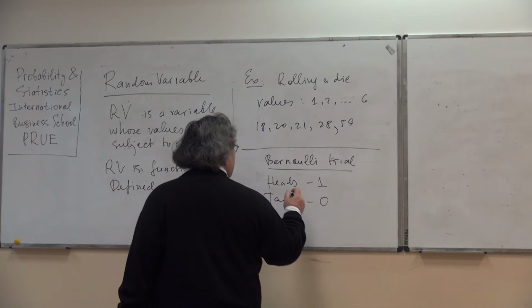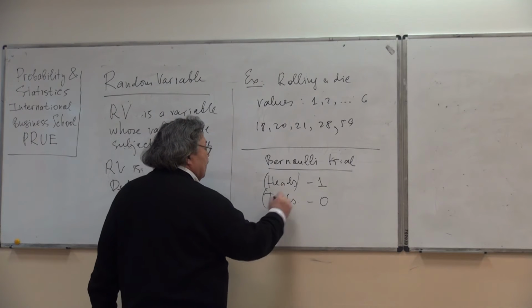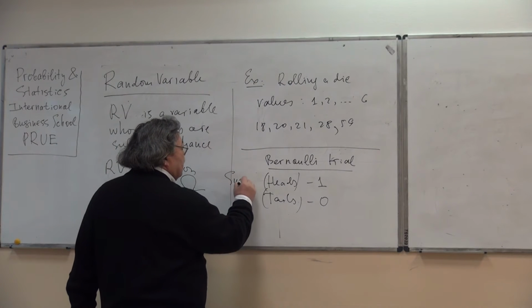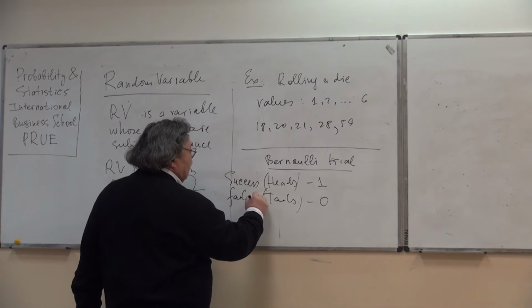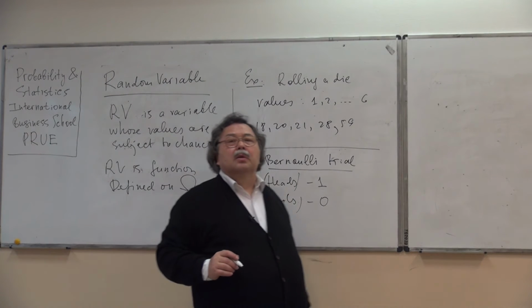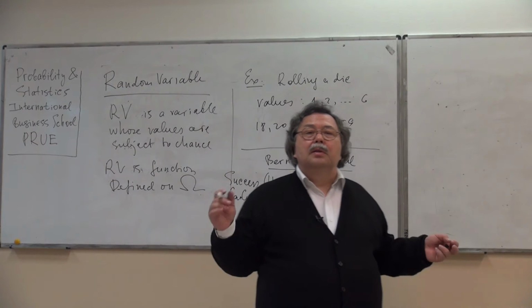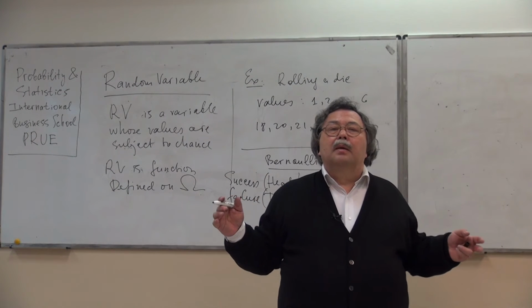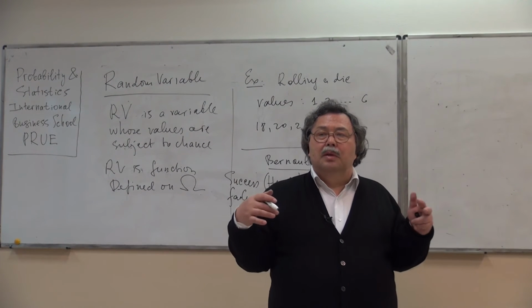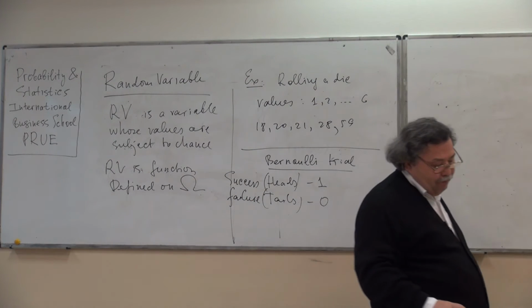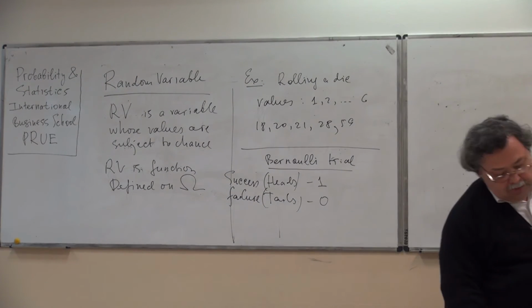If it's about a coin, generally success is 1 and failure is 0. So here we do not have these two numbers in some natural way in this experiment. We need to introduce these numbers. Okay. All right.